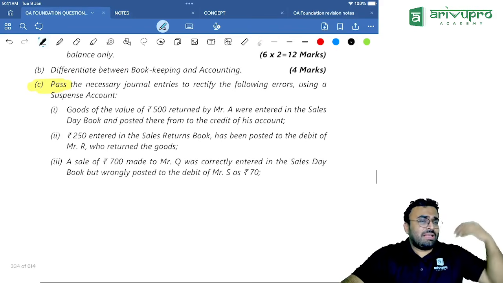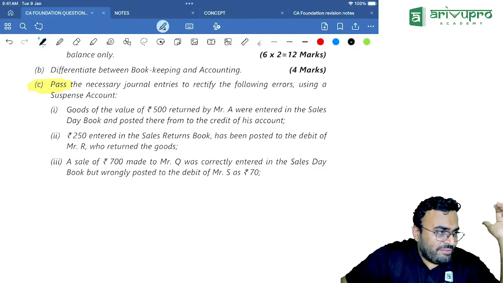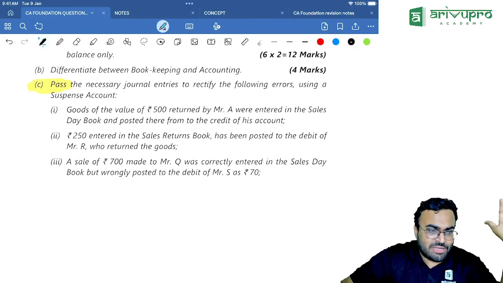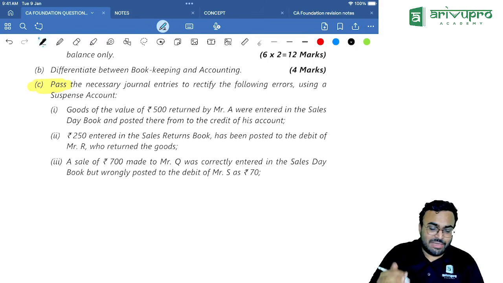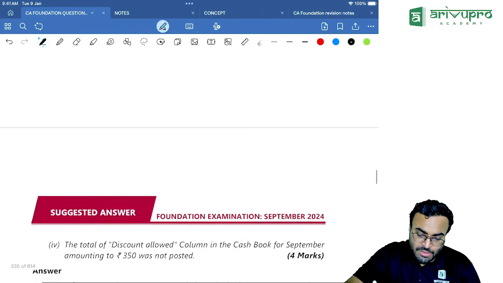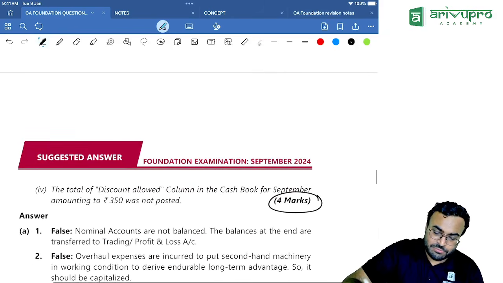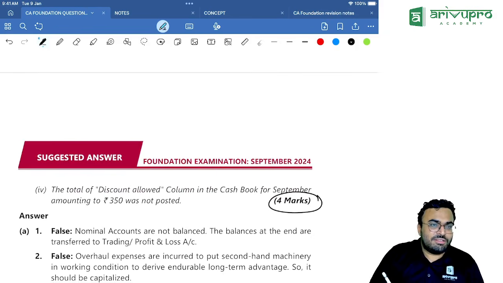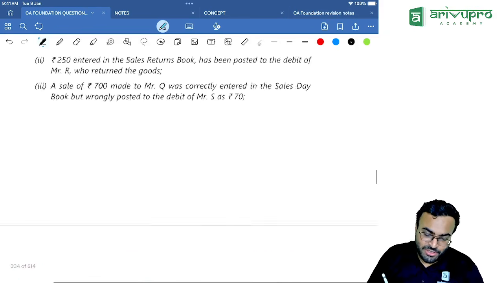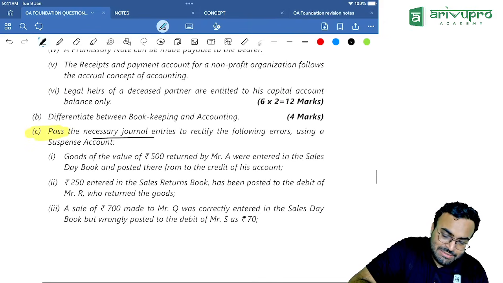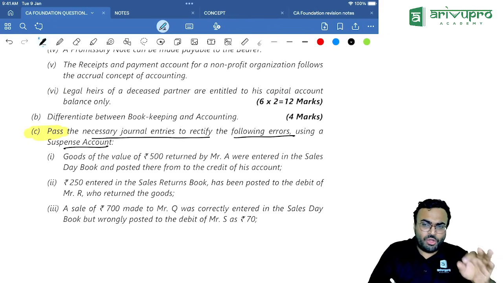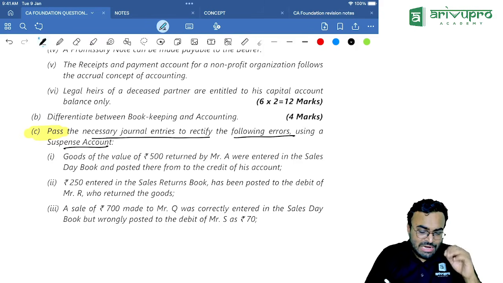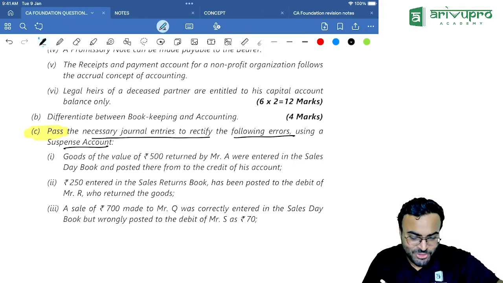Okay, guys, Jan 2025, there is no question from rectification that is asked. May 2025 we just solved. Jan nothing. September 2024, they have asked one 4-mark question. Just one 4-mark question. And they have told: pass necessary journal entries to rectify the following errors using the suspense account. Very clear, direct it is. And 4 mistakes, 4 marks. Okay.